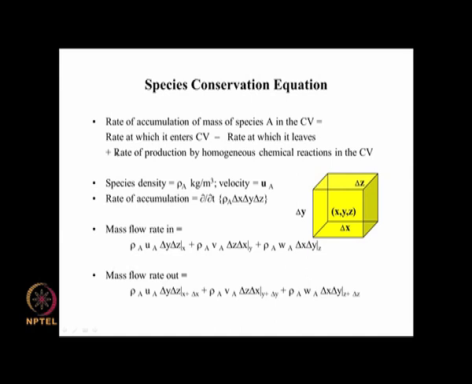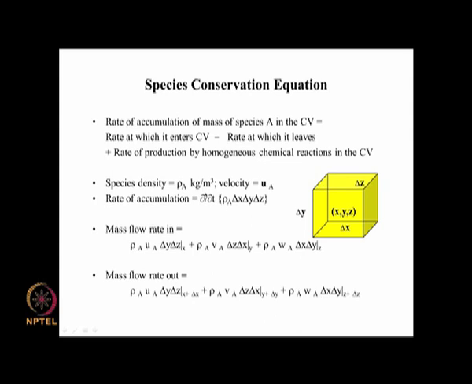In the case of destruction, this term will be negative, and we put plus here because, in the absence of the rates at which it is entering and leaving, production of the species will lead to accumulation. So the left hand side is balanced by a positive value here as a production term. So rate of accumulation of mass of species A in the CV is equal to rate of production by homogeneous chemical reaction within the CV, plus the net amount of species advected by the process of inflowing fluid and outgoing fluid.